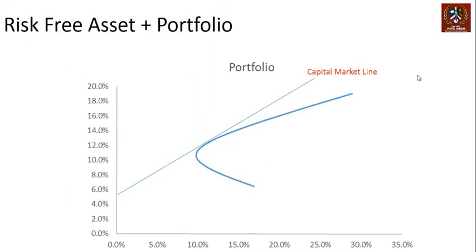Just as we go ahead, it's important for us to know that this line which is being drawn here, which is the tangential line to the portfolio or efficient frontier, is known as the capital market line. It's a line that shows the relationship between return versus standard deviation.